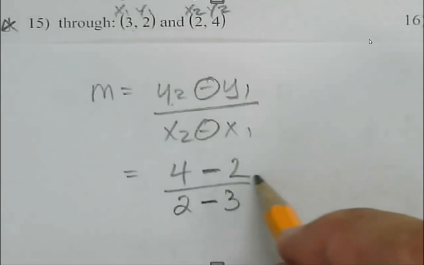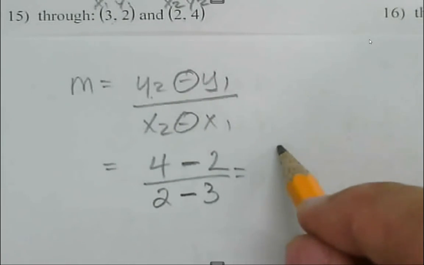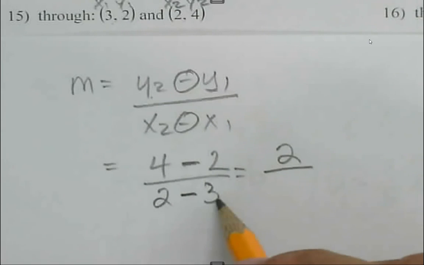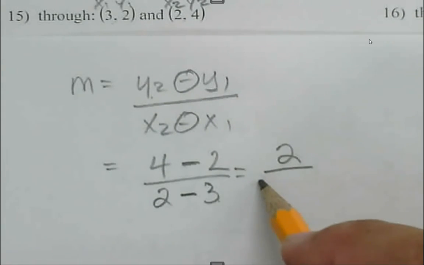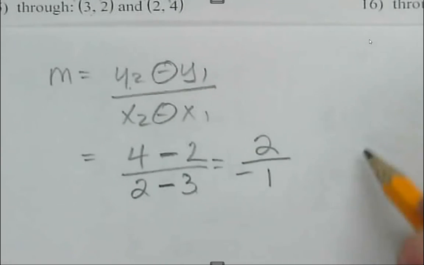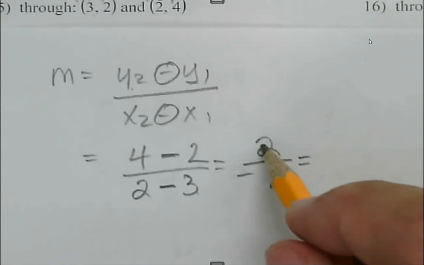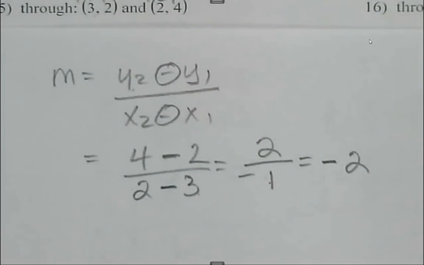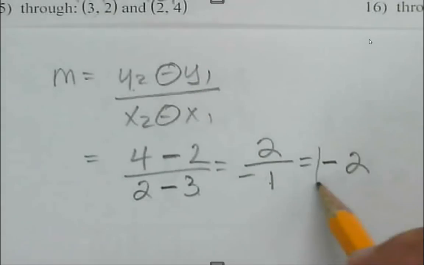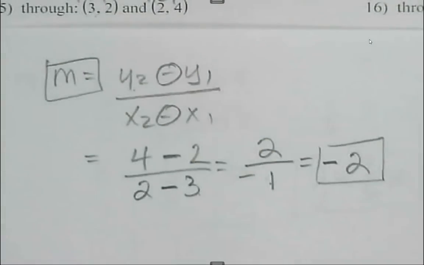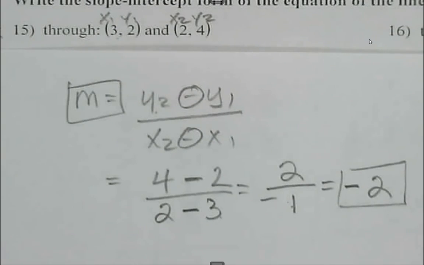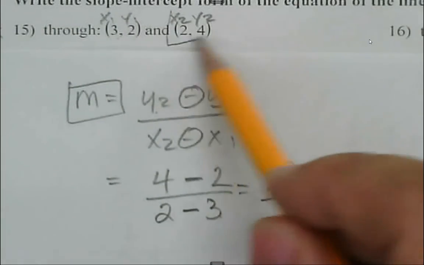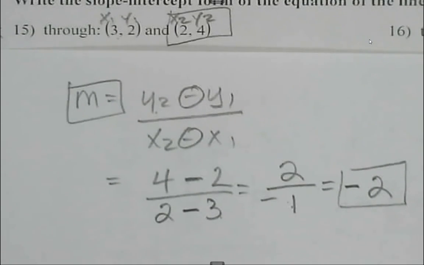So note what I get here. I'm going to have 4 minus 2, which is 2, over 2 minus 3, which is a negative 1, and 2 divided by negative 1, a positive divided by negative is going to be a negative, and 2 divided by 1 is just simply 2. So my slope is negative 2. I have that part figured out. Now it is also given me 2 points. And at this point, I can choose which one I want to use, okay? So for this example, we'll just use this one. You could use either one and it's still going to come out the same answer.